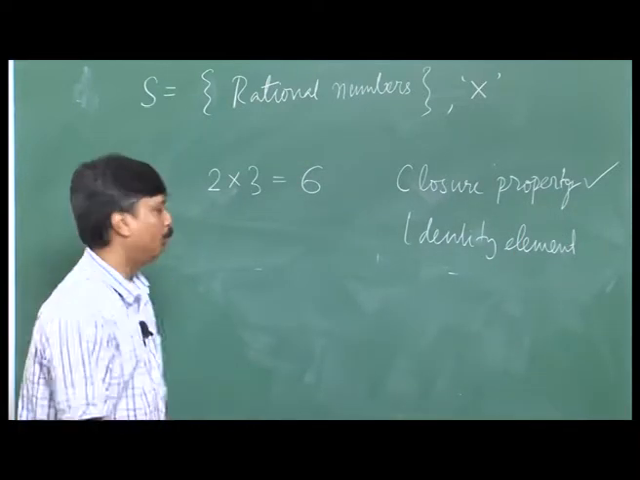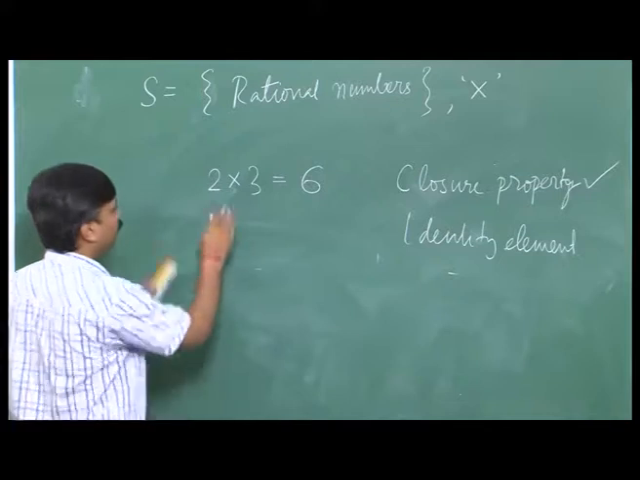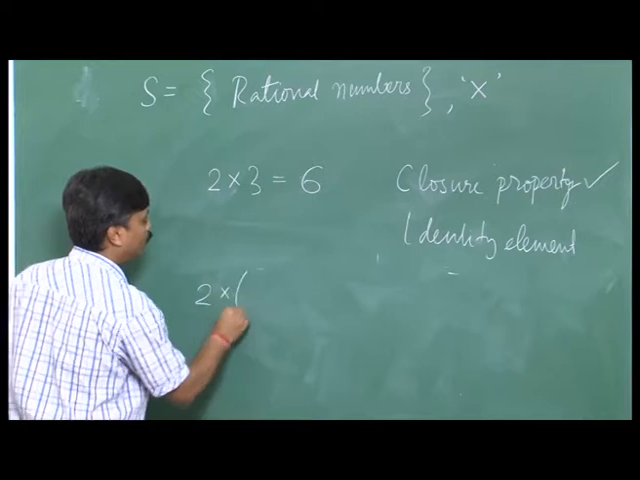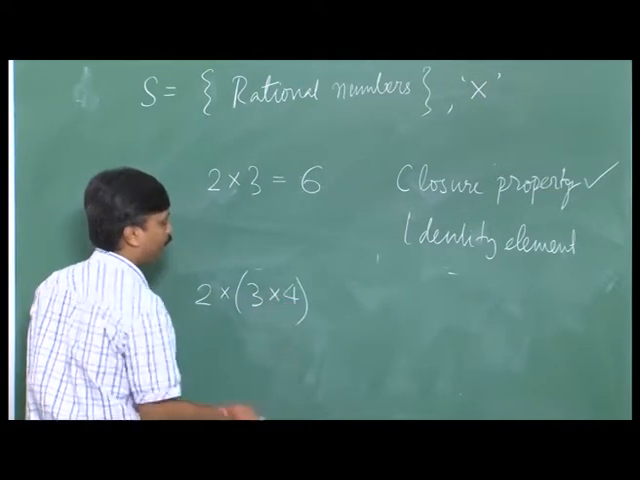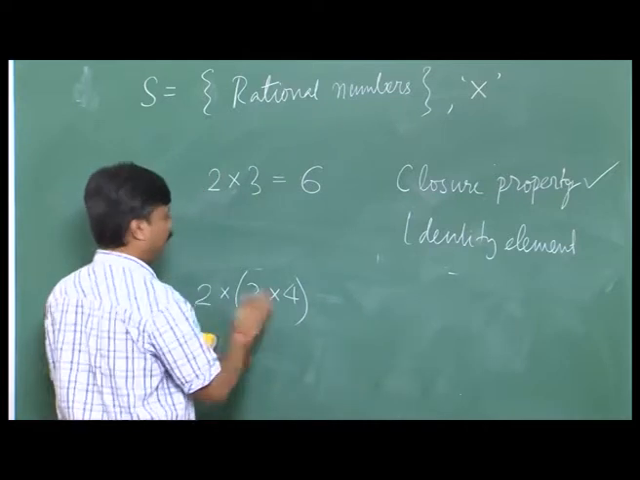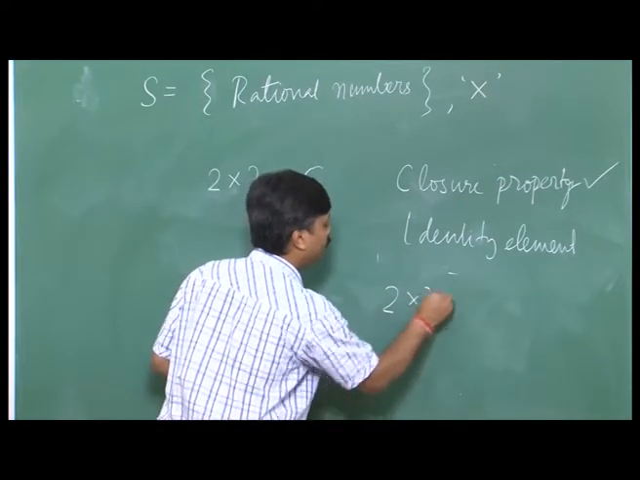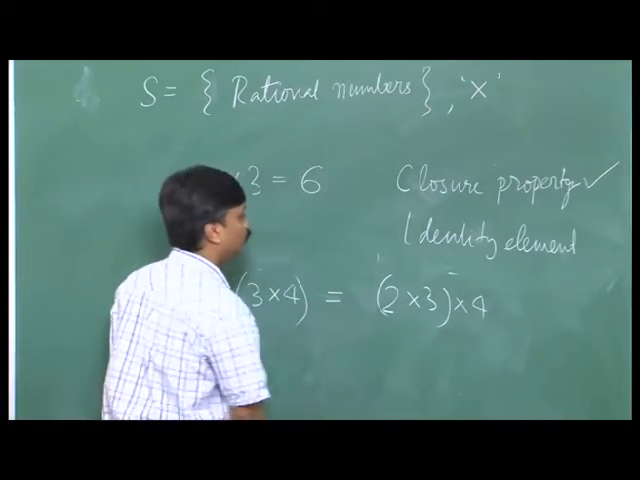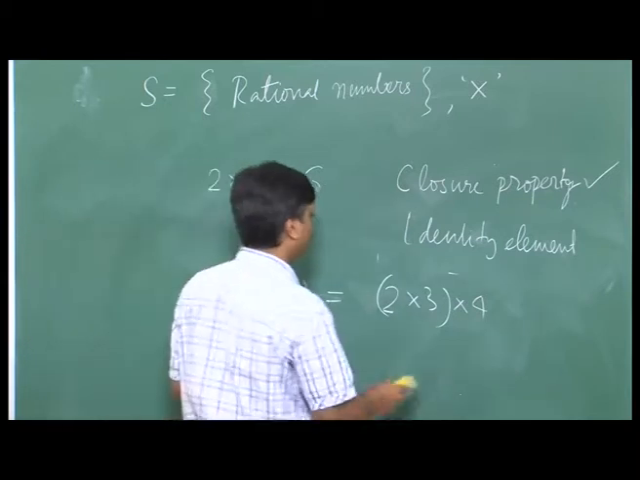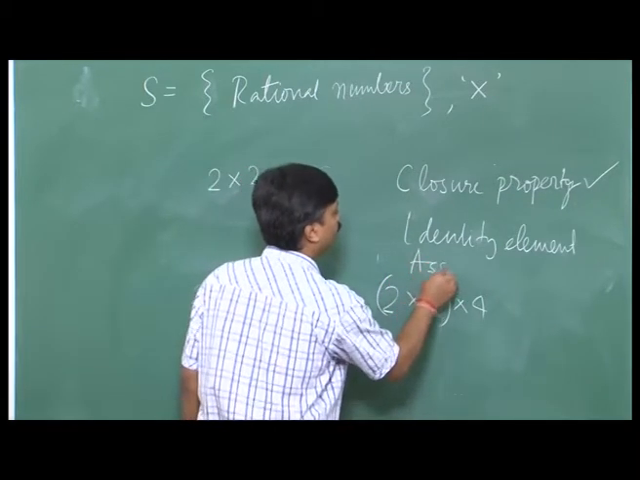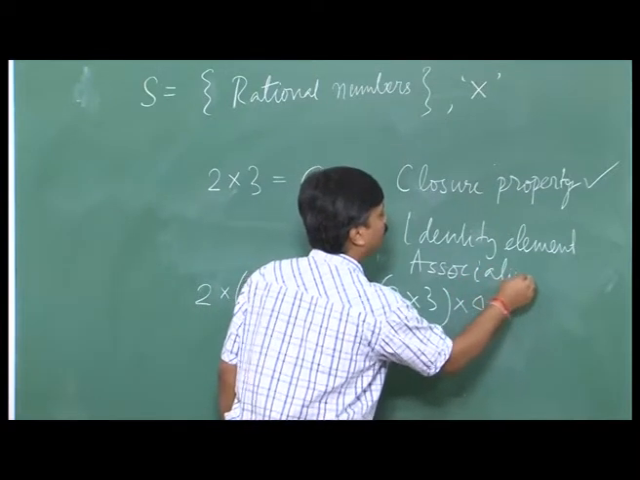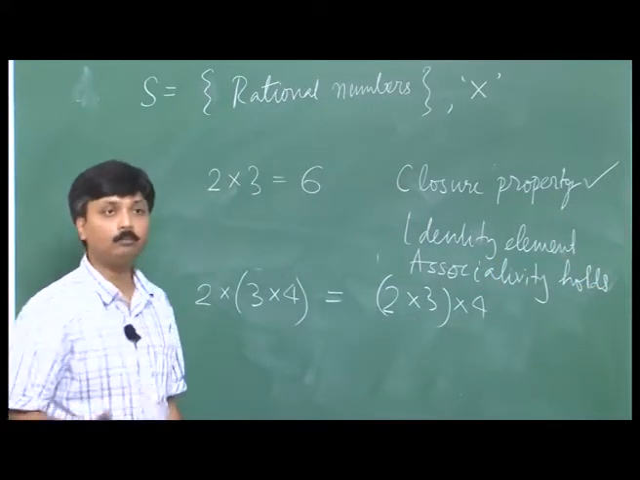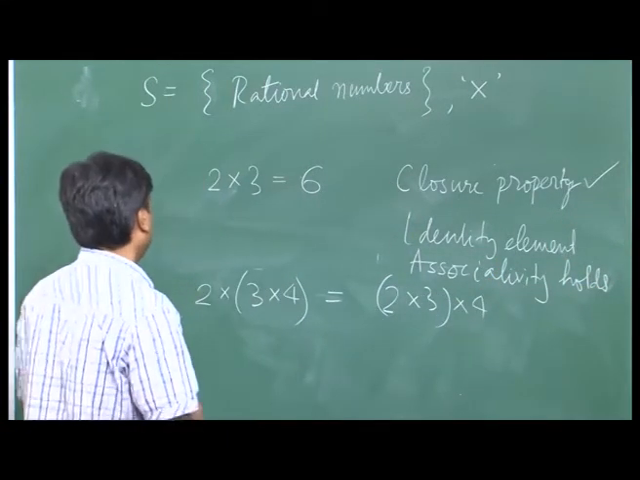Now does it obey the associative law? Let us see again. So I have 2 into 3 here, right? So let us take 2 into 3 into 4. Now if I change the order, 2 into 3 into 4, the obvious answer is these two are equal. So associativity holds good. So associativity holds.